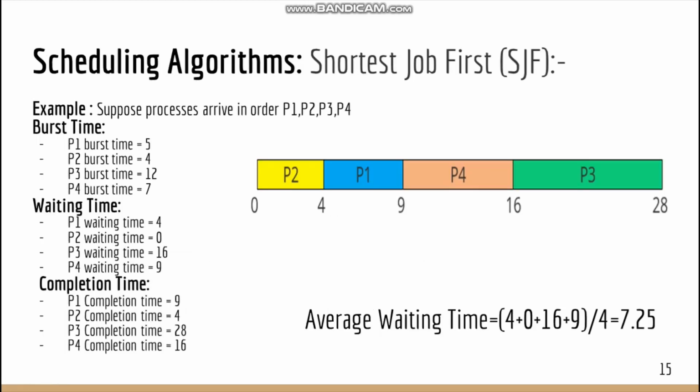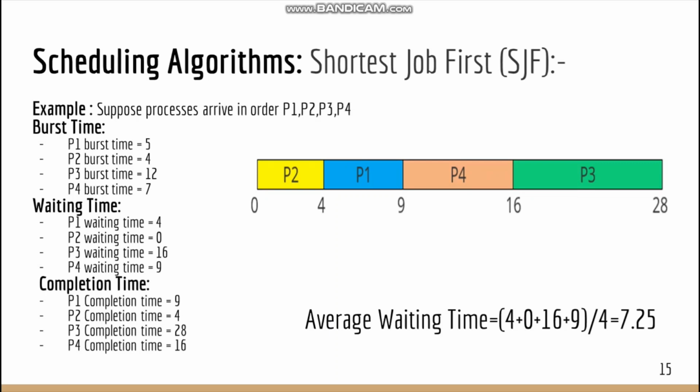Now coming towards the example of the SJF scheduling algorithm to understand it better. Let's suppose that we have four processes P1, P2, P3 and P4 that arrive into the system for their execution. Now we assign the burst times to these processes as 5, 4, 12 and 7 respectively. According to the SJF scheduling algorithm, the process which has the least burst time will be executed first. So here P2 is the process which has the least burst time.